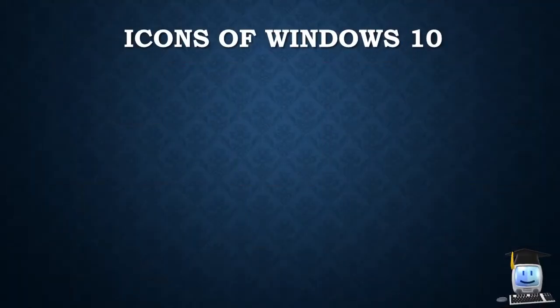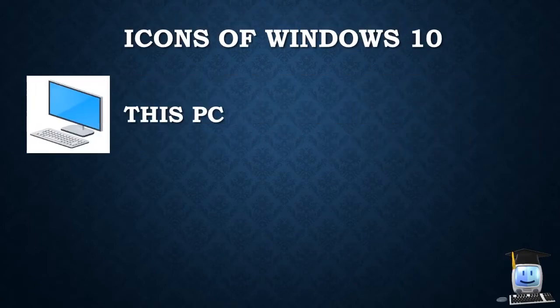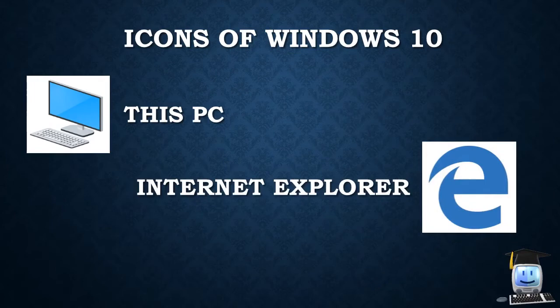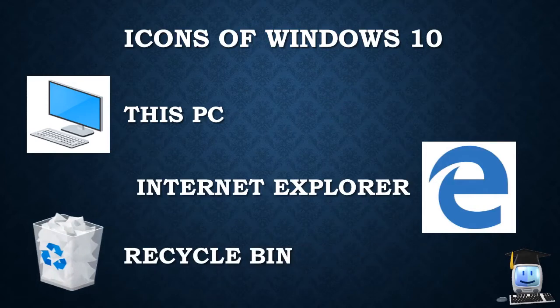First icon is this PC. It helps us to work on different drives and folders that stored information inside a computer. Second icon is Internet Explorer. It helps us to connect internet. Next is Recycle Bin. It stores the deleted files and folders. It is like a paper basket.